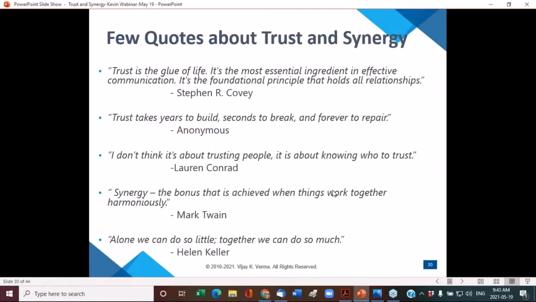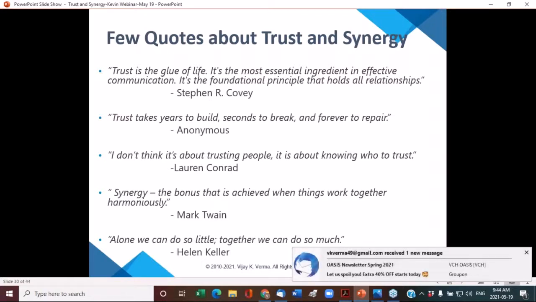Okay? Let me just share with you some quotes that I really, really like actually. Trust is the glue of life. It's the most essential ingredient in effective communication. It's the fundamental principle that holds all relationships. Trust takes years to build, seconds to break, and forever to repair. So do not tinker with trust on trivial issues. Okay, that's very, very important, because once it's broken, it's not very easy to regain.